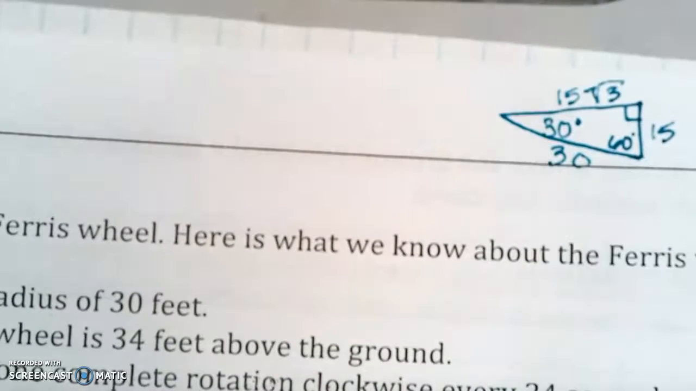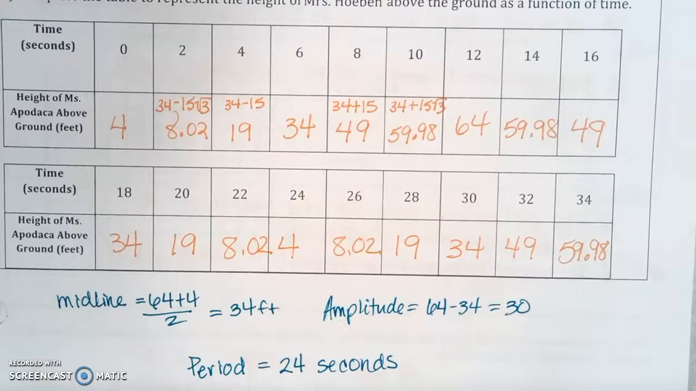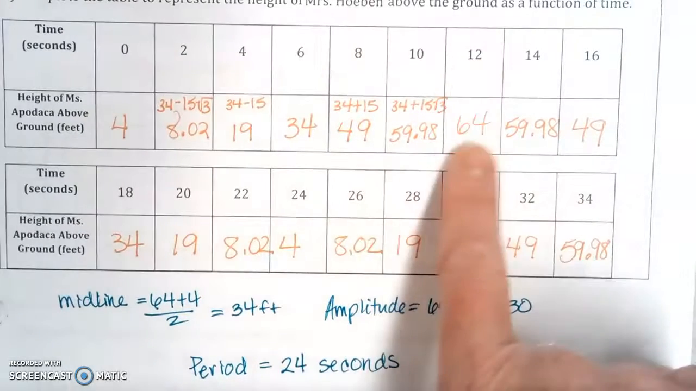Does everybody have that triangle drawn? They want us to complete the table to represent the height of Mrs. Hoban, where she's going around, in the amount of seconds. Okay. At 0 rotation, I'm at 4, right? And then in 24 seconds, which let's hope it's minutes, not seconds, I'll be at 4 again. So the max height we determined was 64. That would be at 12 seconds.